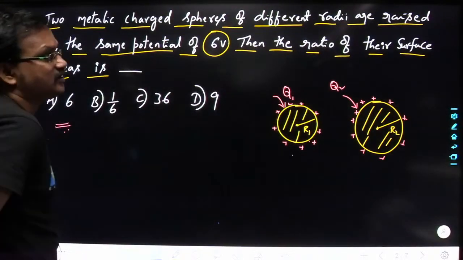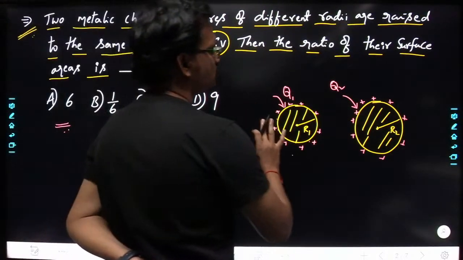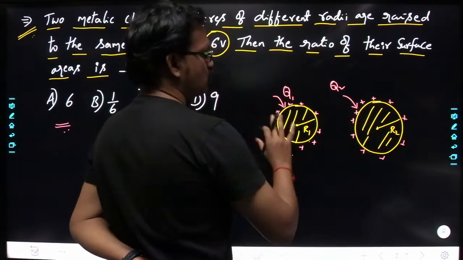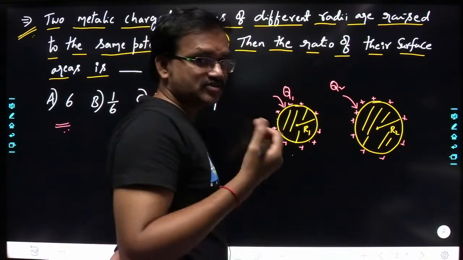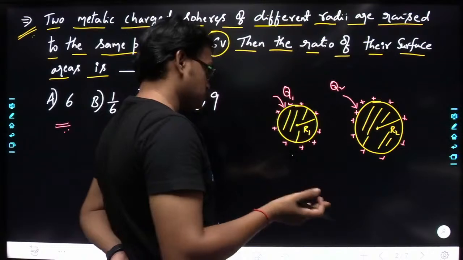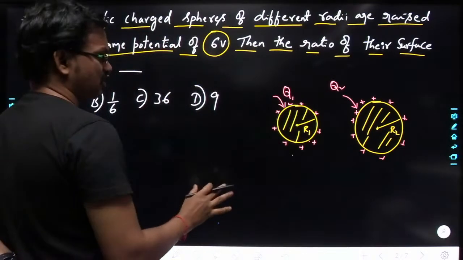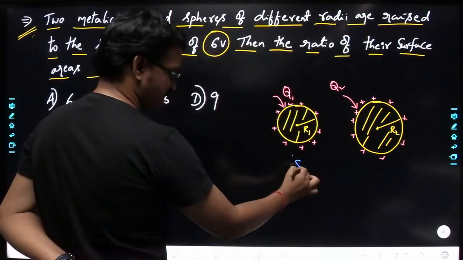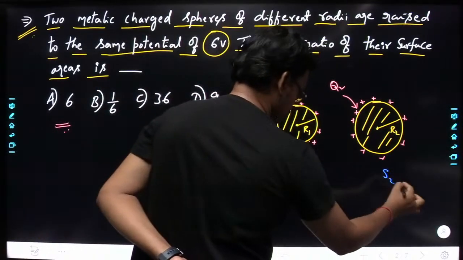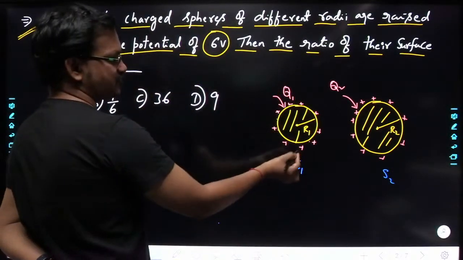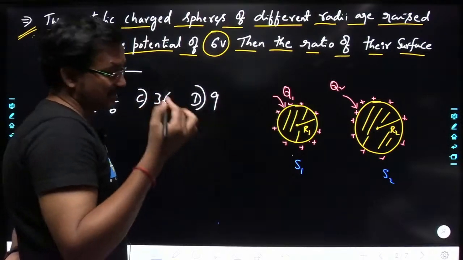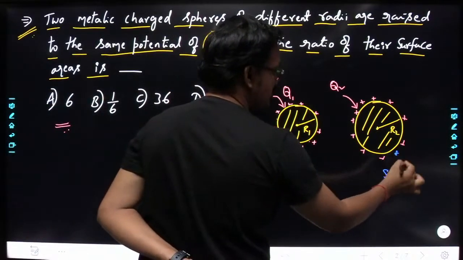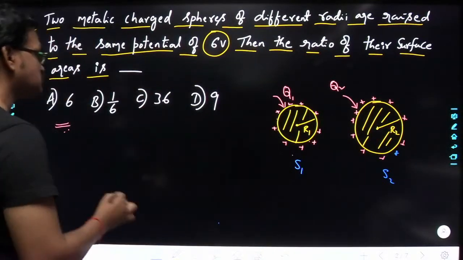So they are saying that you have two charged metallic spheres, and those two charged metallic spheres have risen to the same potential. Understood? So that means the potential on the sphere S1, let us say this is sphere S1 and this is sphere S2, the potential on the surface of sphere S1 is the same as the potential on the surface of sphere S2. So that's what they have given.